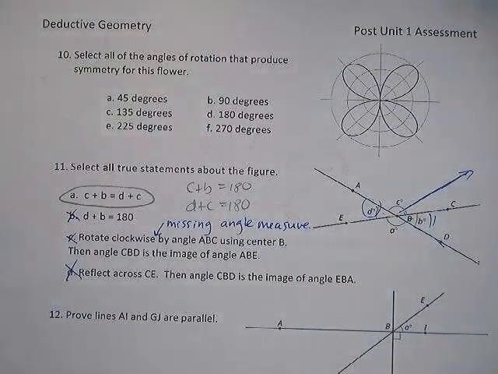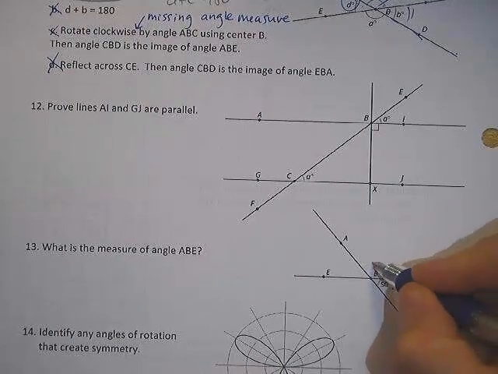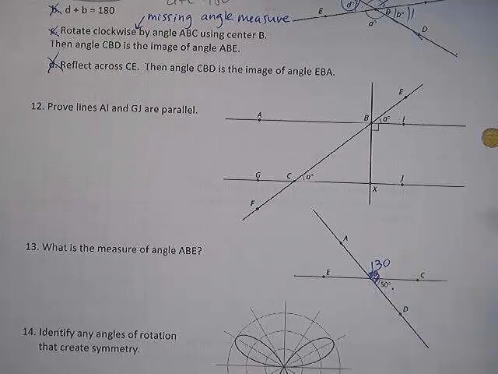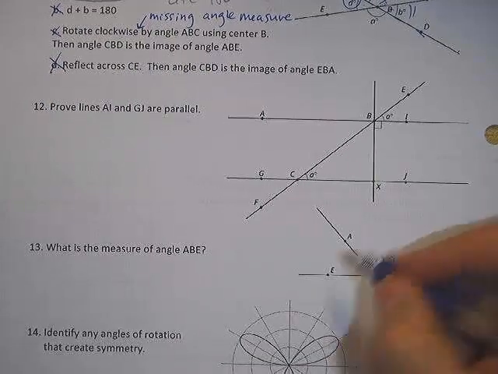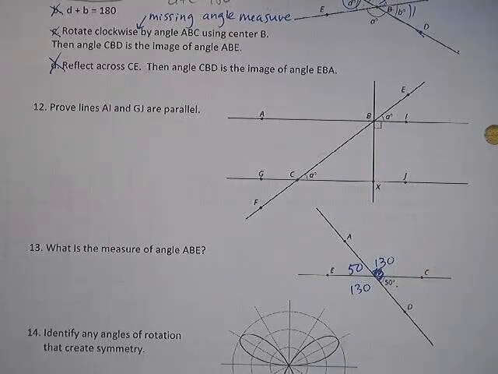So only A works. And then the last problem, we are given angle 50 degrees, so that means the angle next to it's 130, so these two angles have to add up to 180. As a linear pair of angles, this angle is 50, and the last angle is 130.